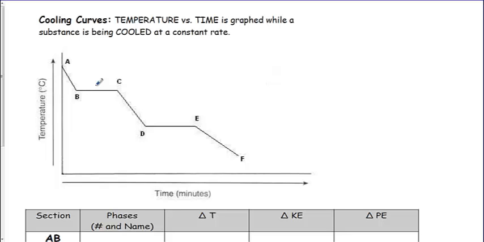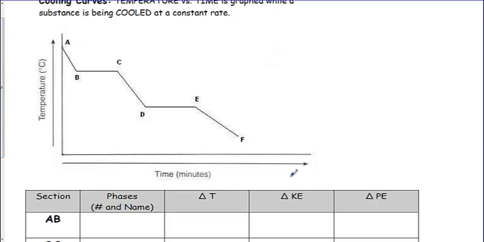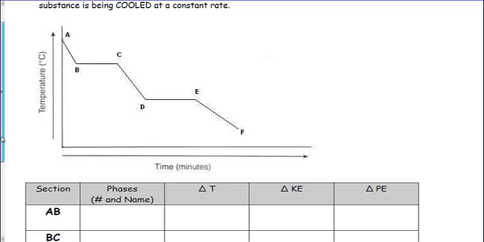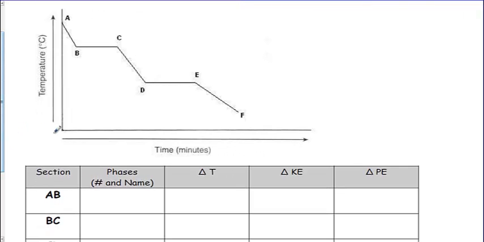So let's look at the opposite. Now we're going down. Over time, heat is being taken away, cooled at a constant rate. Basically if you put something in the refrigerator or the freezer, it's going to be cooled at a constant rate. So over time now, everything's kind of going to be the opposite.